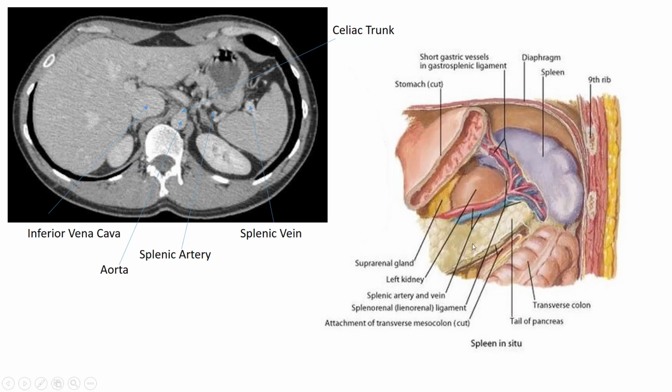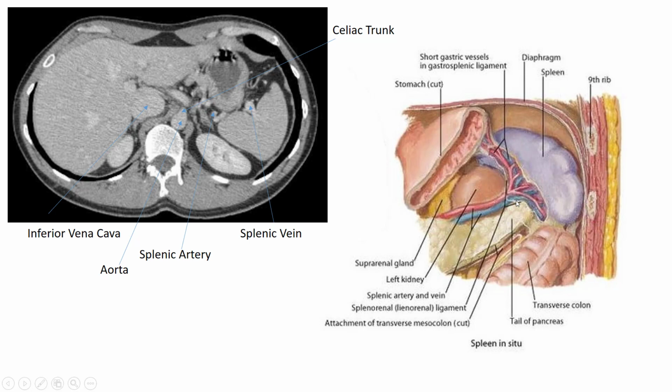In this image on the right from Netters, you can see how the splenic artery feeds the spleen and the splenic vein drains the spleen. The spleen sitting up here in the upper left-hand quadrant, and the stomach has been cut away. You can see the left kidney as well. And the pancreas, the pancreatic tail, sits in the hilum of the spleen. And remember, the pancreatic tail is the most posterior and superior portion of the pancreas.